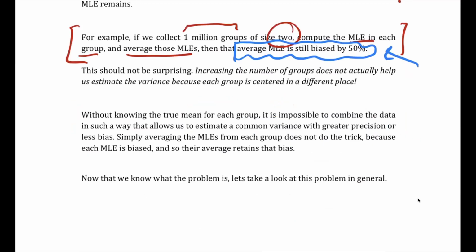All right. Now, we know the true mean. Without knowing the true mean for each group, it's impossible to combine the data in such a way that allows us to estimate a common variance with greater precision or less bias. Simply averaging the maximum likelihood estimators doesn't do the trick because each MLE is biased, and so that average remains biased. Let's take a look at the problem in general.